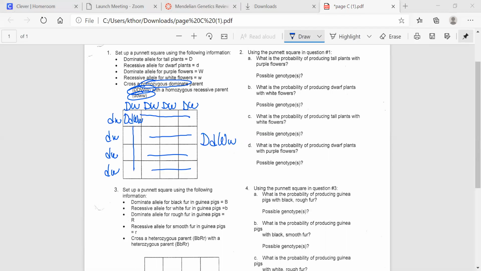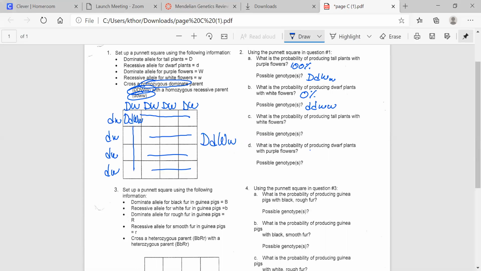What probability of producing tall plants with purple flowers? 100%. What are the possible genotypes? Heterozygous, heterozygous. What is the probability of producing dwarf plants with white flowers? 0%. Those possible genotypes would have to be double homozygous recessive.